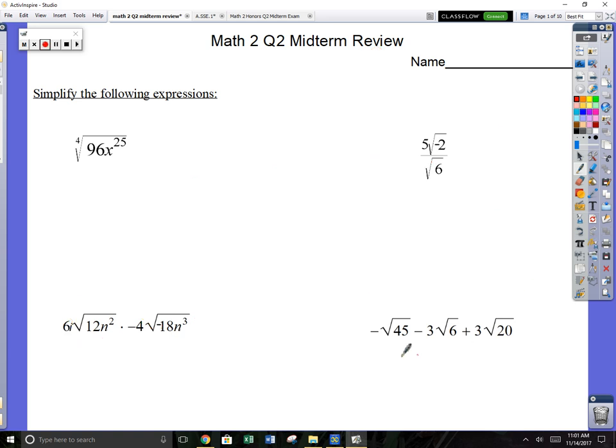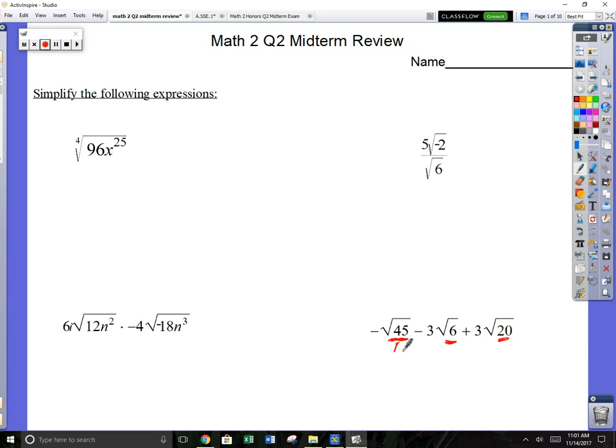Okay, now your fourth expression is an addition. And these are probably the hardest. So you have 3 terms here. You're going to add like terms. But none of these are like terms. Square root of 45, square root of 6, square root of 20, they're all totally different.